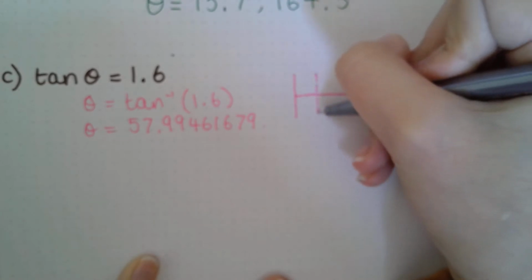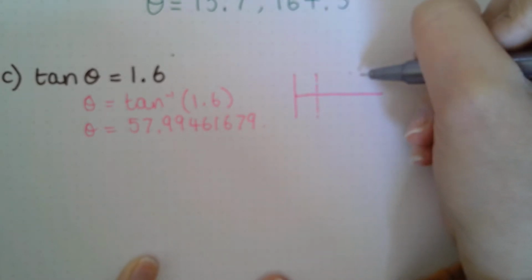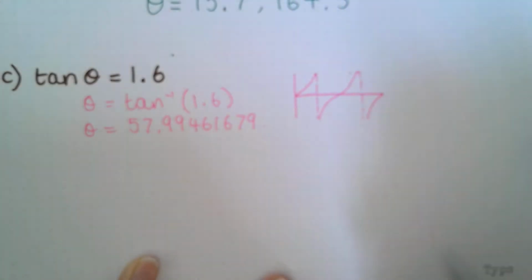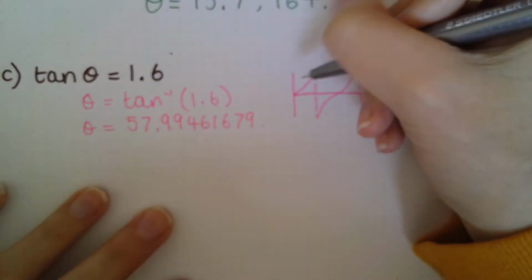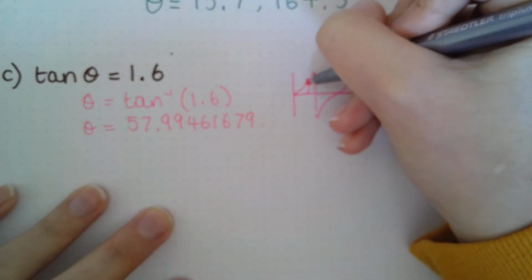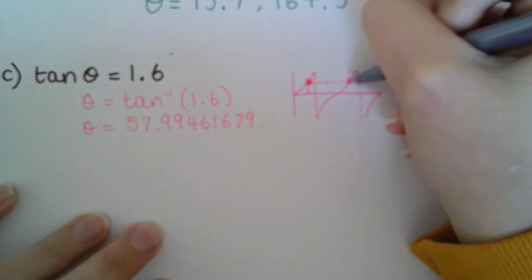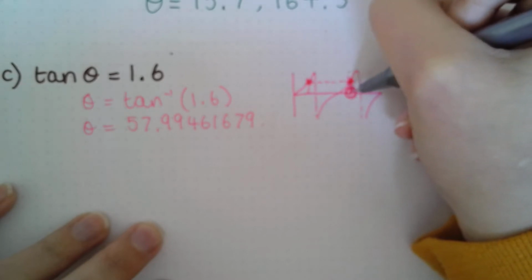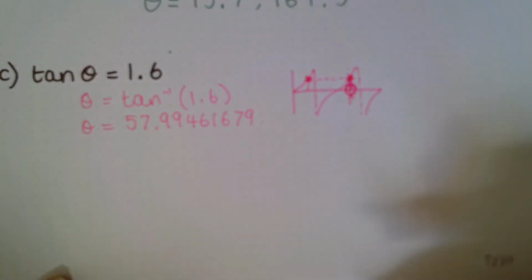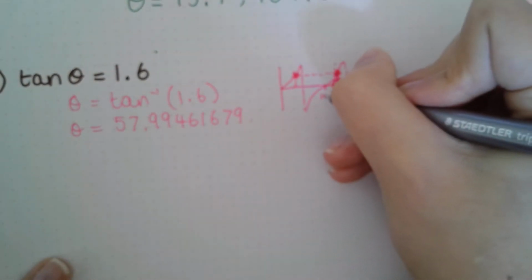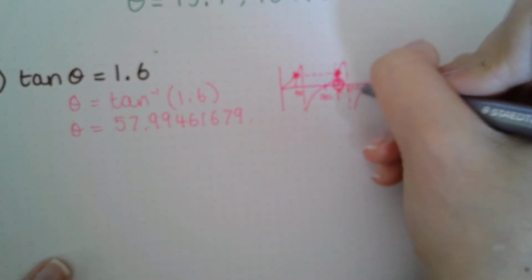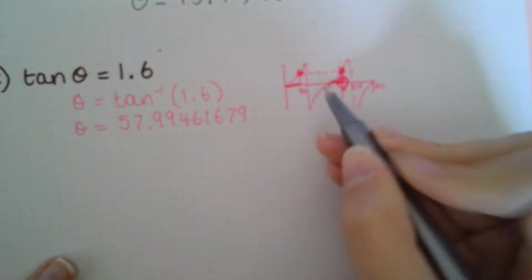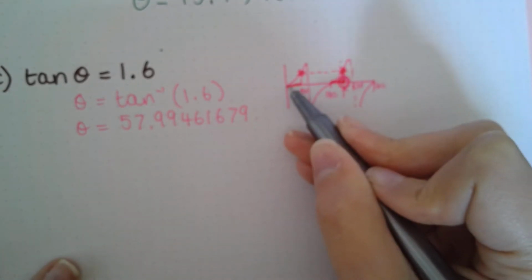I know that there's an asymptote at 90 and at 270. So there's my tan graph. This value is 57, which is roughly about here. So I can see that there's another value on the graph there, which will give us this value here. So I want to find that other solution there. If that's 180, that distance there is the same as the distance from 180 to that point. So I need to do 180, add on my value.